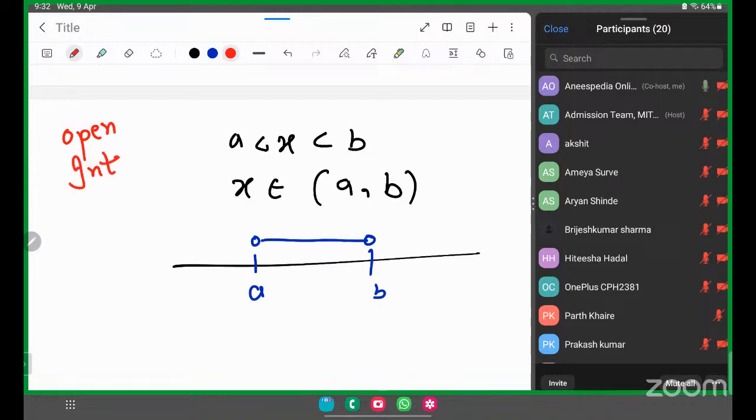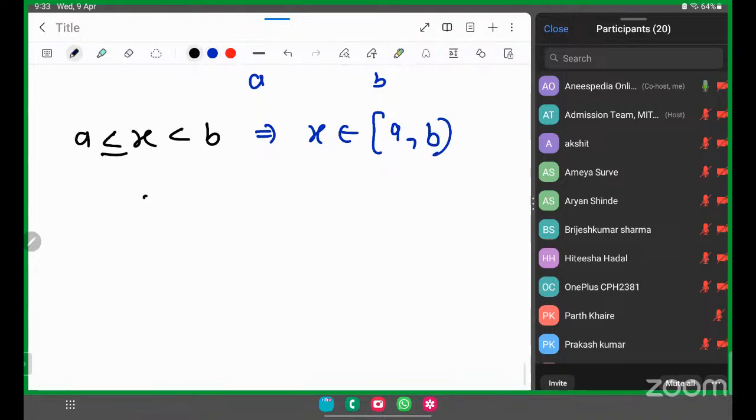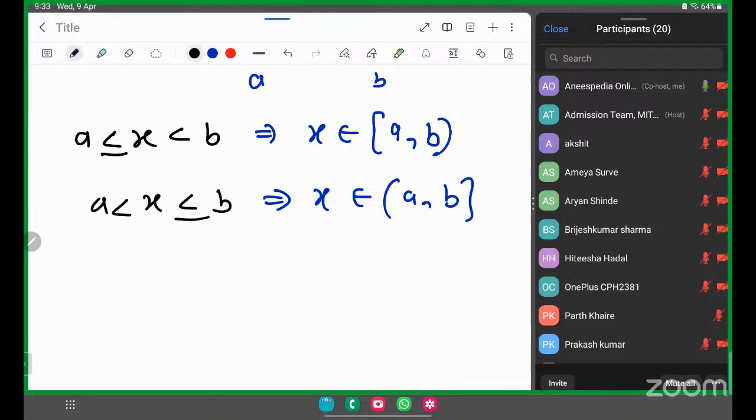Open interval. Next we have semi-closed, semi-open. So this will be like x is in between A and B and A is included. So we will write it as x belongs to closed interval A comma B open interval. And if it is x in between A to B including B, we will write it as x belongs to open interval A and close interval B. Understood? Understood or any doubt?